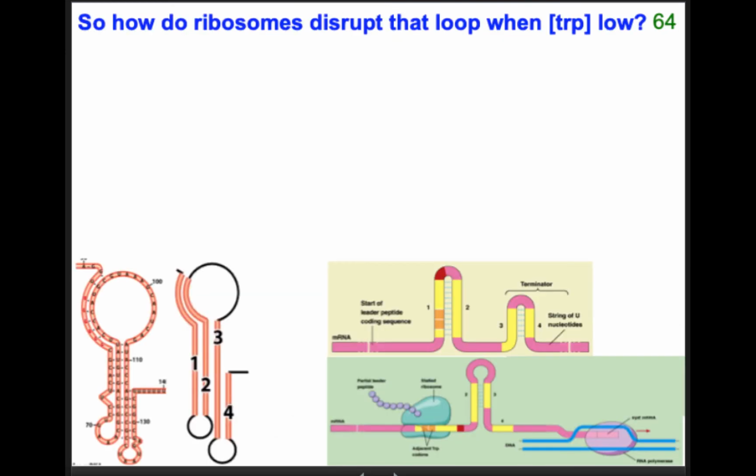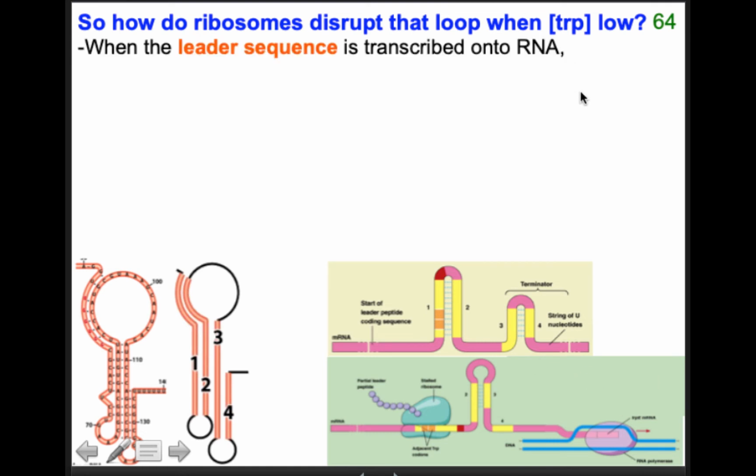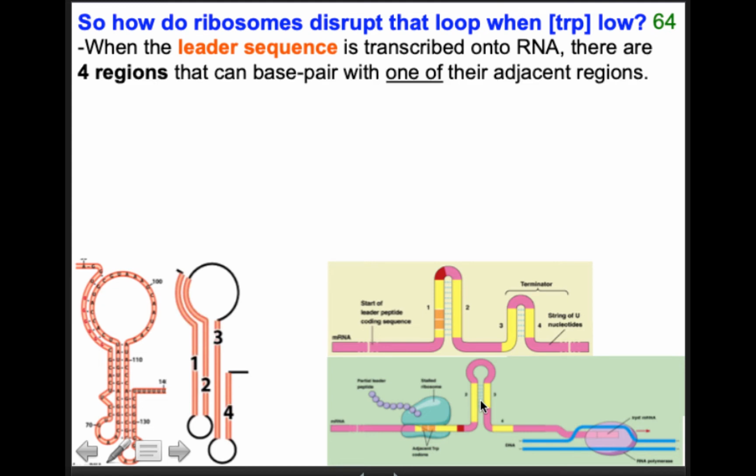Okay, so let's look at how this works. How does a ribosome open up this loop to allow transcription to finish? Let's look at what happens to the leader sequence. When the leader sequence gets transcribed into RNA, we have the DNA opened up here, and we're transcribing it onto RNA. This RNA has these four yellow regions that can base pair with whatever regions are right beside them.